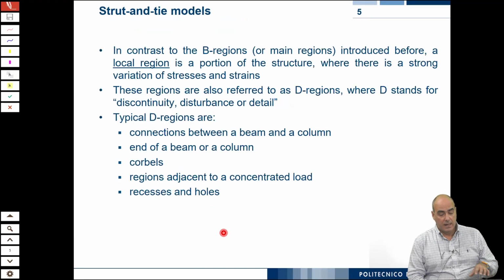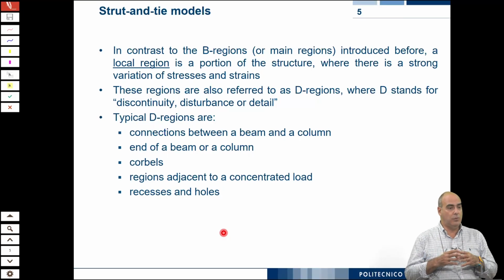In contrast to the main, regular region of a structural element, which we call the B regions, where there is a regular pattern of stresses and strains and we can apply the beam model, there are regions which are subjected to very strong gradients of the stress and strain field. These regions are called, in the code terminology, D regions. You can say D stands for detail, disturbance, discontinuity, whatever word with D you think may apply.